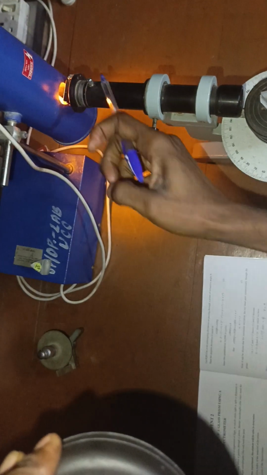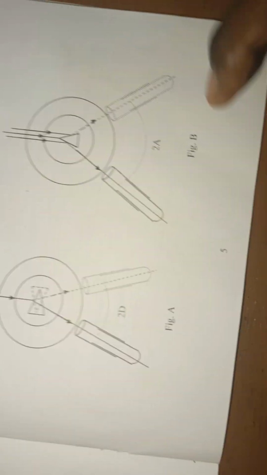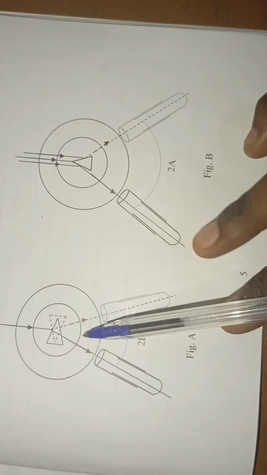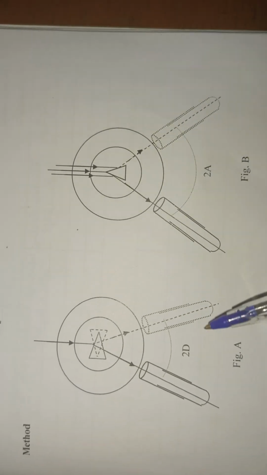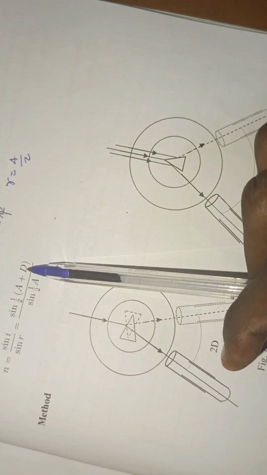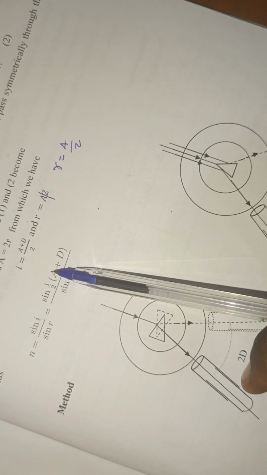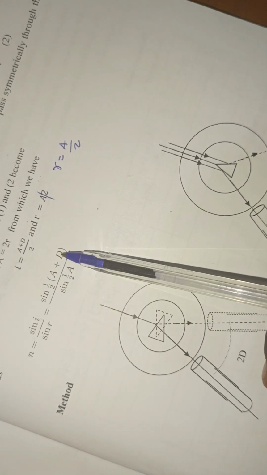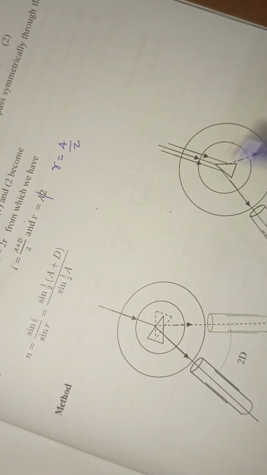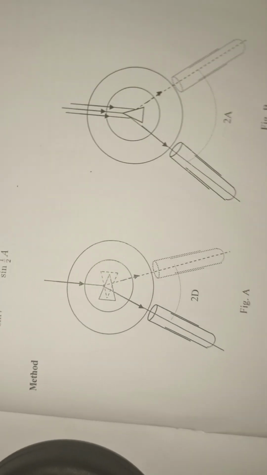Now this is the diagram of the spectrometer: the sodium light, collimator, telescope, and the spectrometer. We'll be performing this experiment in 2 ways. First, we have to find the minimum deviation, D. These are all constants, so we are interested in finding this angle, which is the same as this, and then the deviation. Then we can substitute it here and find the refractive index. So that's what we are interested in.